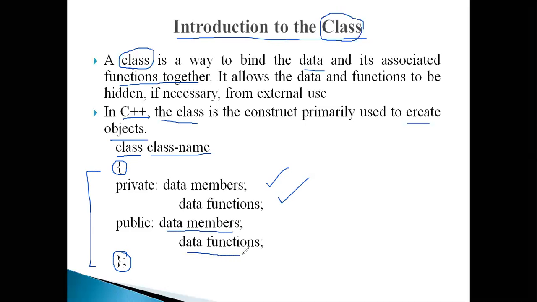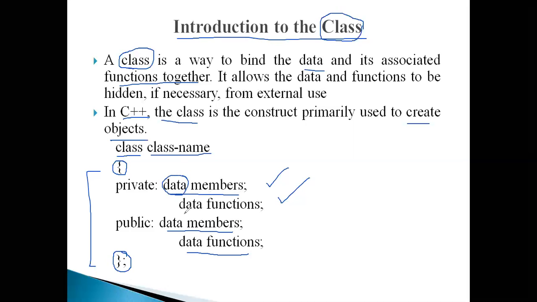Now what is meant by a data member and a data function? A data member is a variable in which we are going to store the data. But in C++, according to the class, we cannot call it a variable. We have to call it a data member. Why? Because it is a member which is used to store data.